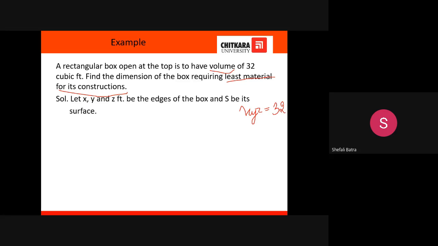Is it right? Now, next, we need its surface area. So what will be the surface area for this box? Yes, please tell me, what will be the surface area of this box?